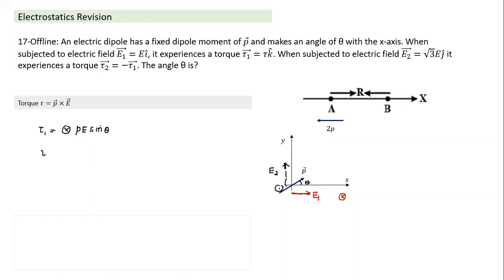What is tau 2 equal to? The dipole remains the same. The magnitude of field becomes root 3 E, and sine of the angle between them, sine of (90 minus theta). That's the angle between the P vector and the E2 vector. We need to find theta here. Very easily you can find it, equate those two torques.